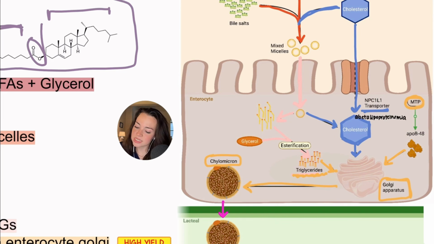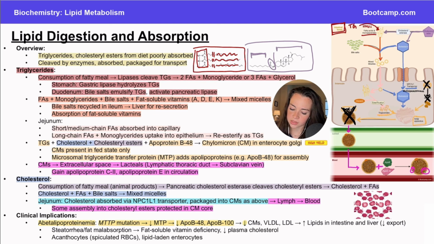So remember, the MTP here was in charge of loading that ApoB48 onto the chylomicron, and it kind of helped package that chylomicron together. In abetalipoproteinemia, you don't have a functioning MTP, which means you don't have functioning ApoB48 and you don't have a fully packaged together chylomicron, because that ApoB48 surface molecule, which is kind of under all my pen marks here, is not going to be there. So you'll end up with a decrease in chylomicrons. You're also going to end up with a decrease in what are called VLDL and LDL. Those are very low density lipoproteins and low density lipoproteins.